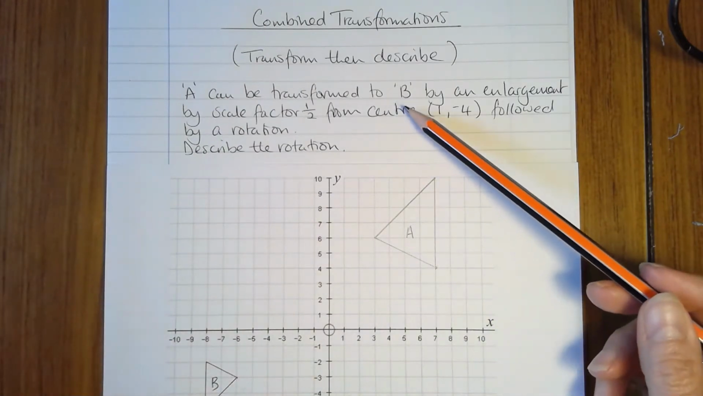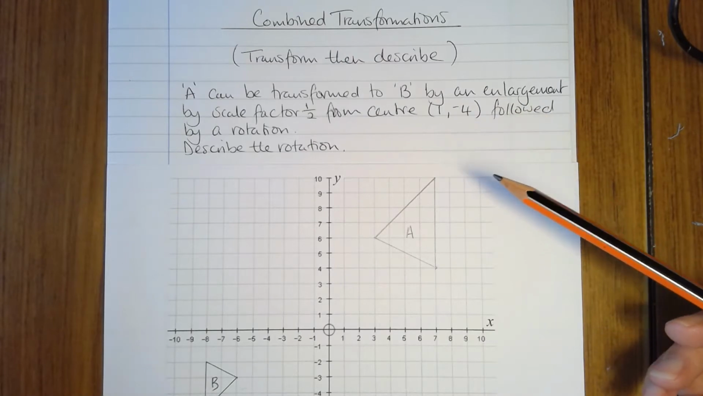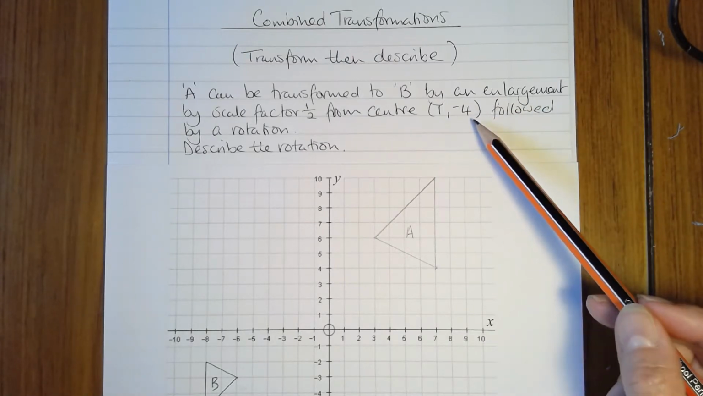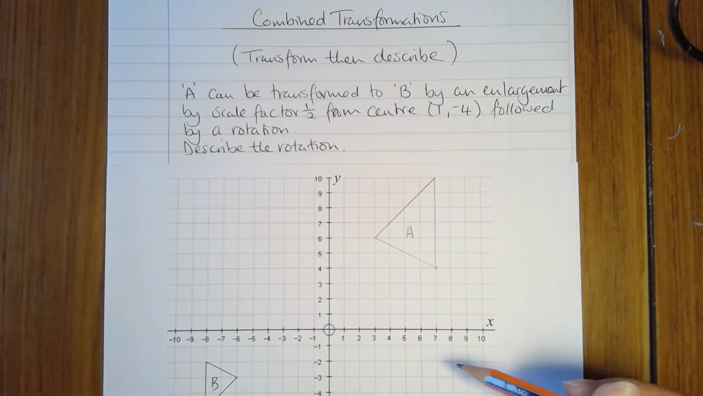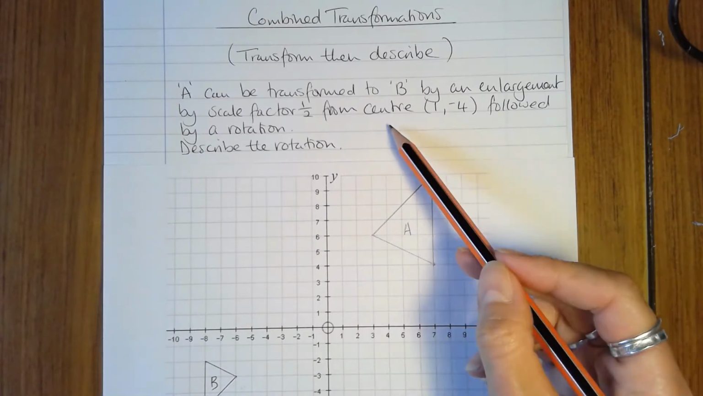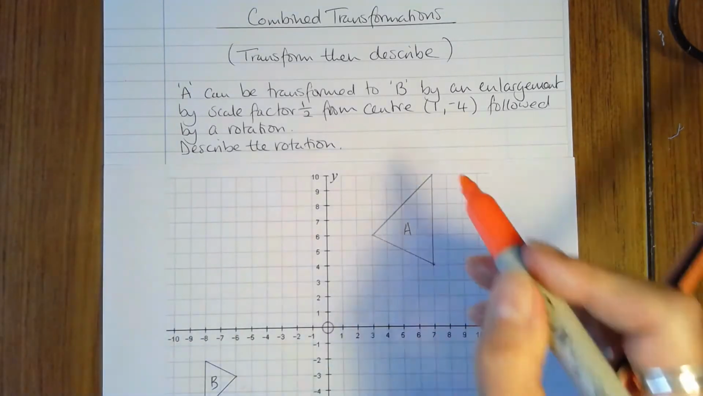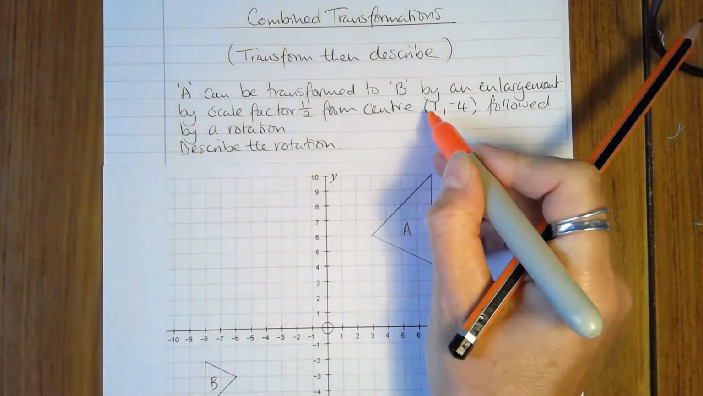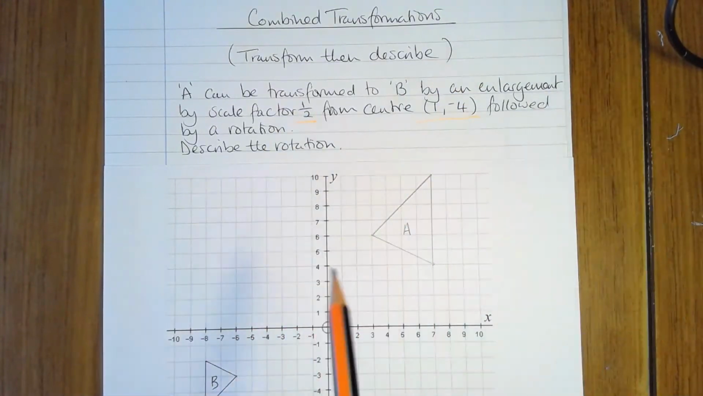A can be transformed to B by an enlargement by scale factor 1/2 from centre (1, -4), followed by a rotation. Describe the rotation. So first of all, let's do the enlargement. The enlargement is from centre (1, -4). I'm just going to underline those things as I would do in an exam so that they're easy to find later on.